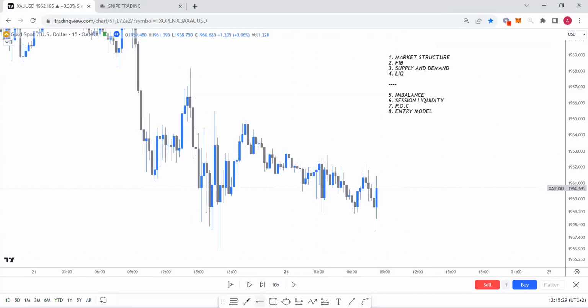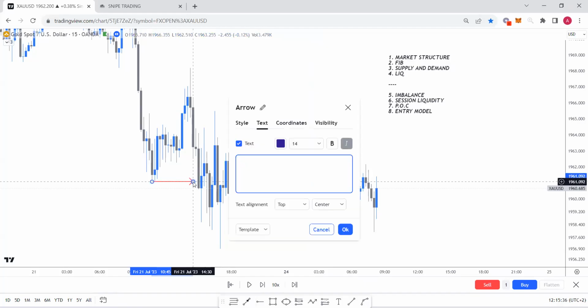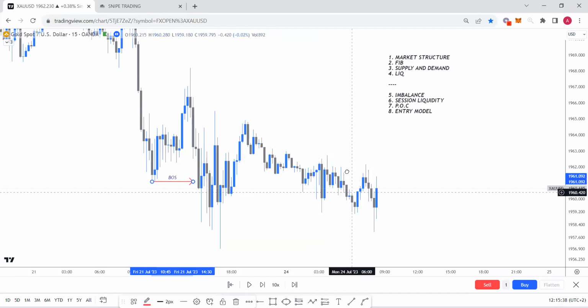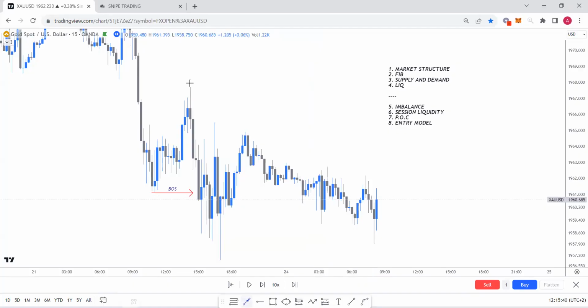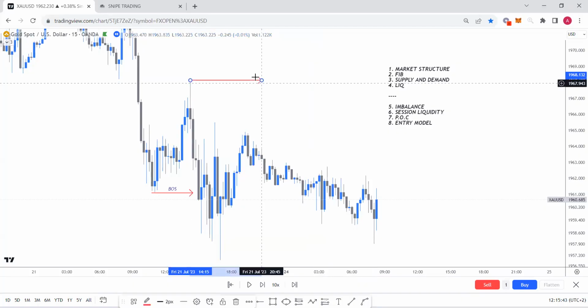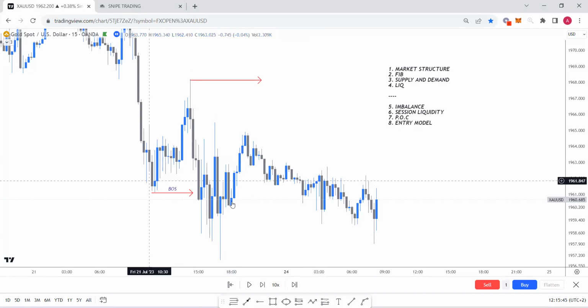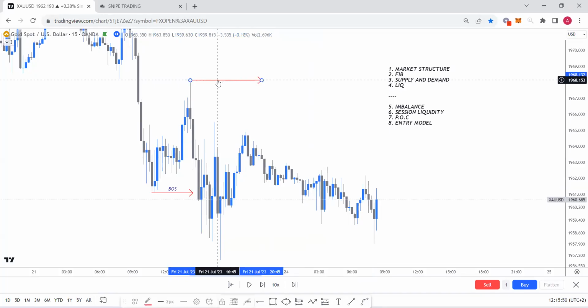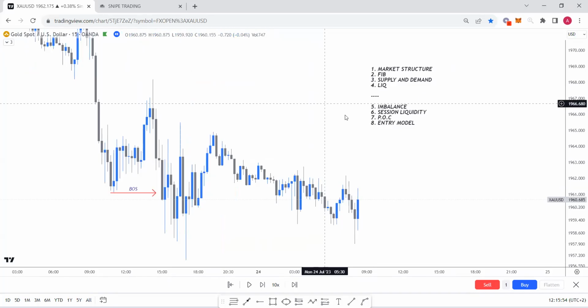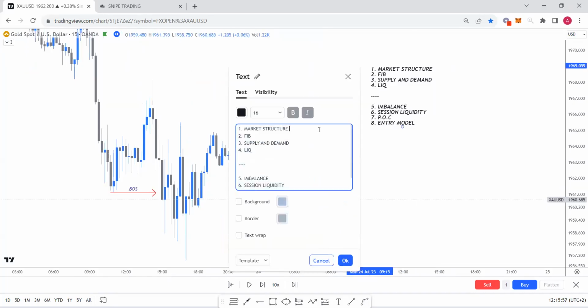Obviously, we had a break of structure right here. We had this break of structure and we had this high that was never broken. So we had a bearish market structure on this area right here. So that was our first confluence: market structure, bearish.